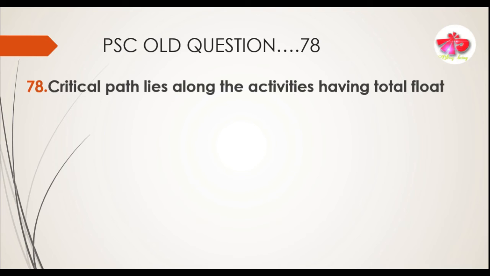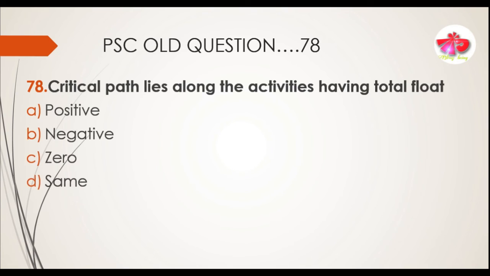Question number 78. Critical path lies along the activities having total float: option A, positive, option B, negative, option C, 0, and option D, same. So option 0, that is option C, will be the correct answer here.